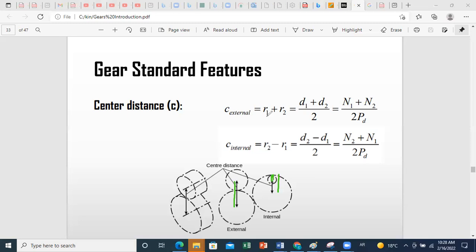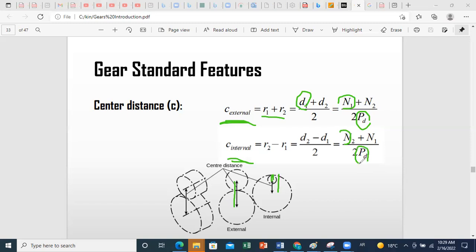We already defined the value of our pitch radius. So here you do R1 plus R2 for external gears; the distance is (D1 plus D2) over 2. And this value D is related to the number of teeth and the diametral pitch. So from here you can get the center distance for external gears, while for internal gears you just have to do R2 minus R1, and R is related to the number of teeth and the diametral pitch of your gear. So in general, I have a question.